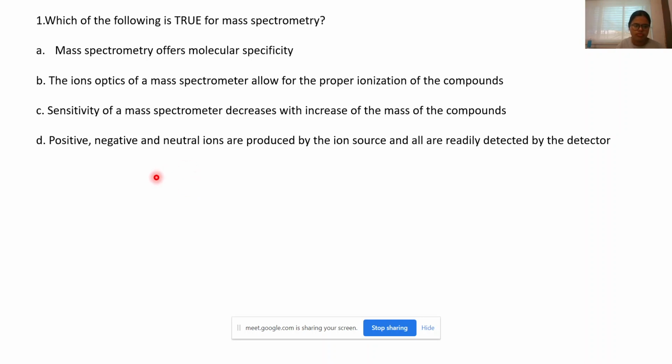A and C, I think, are correct. C and which one? A and C. Yes, you are very correct. A, mass spectrometry offers molecular specificity, and C, sensitivity of a mass spectrometer decreases with increase of the mass of the compound. So as the mass of the compound increases, the sensitivity of the mass spectrometer decreases.